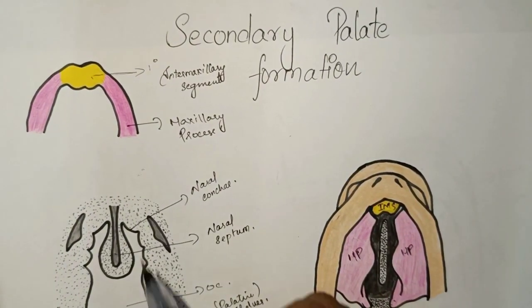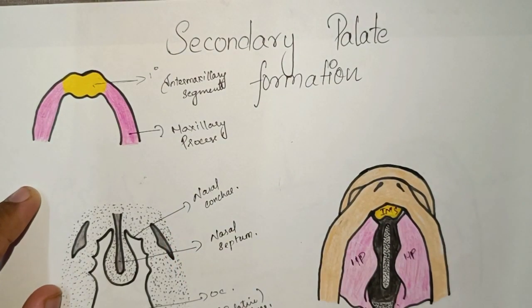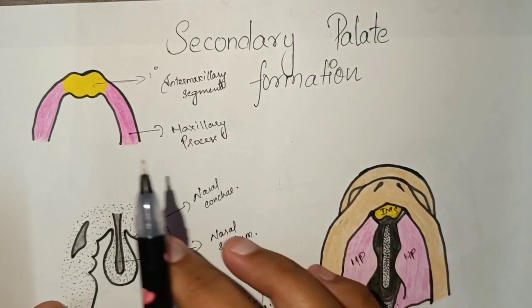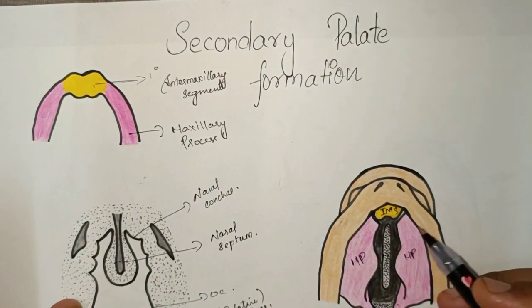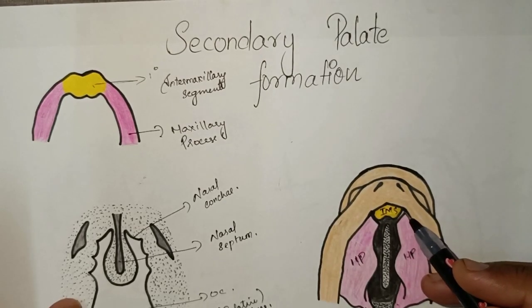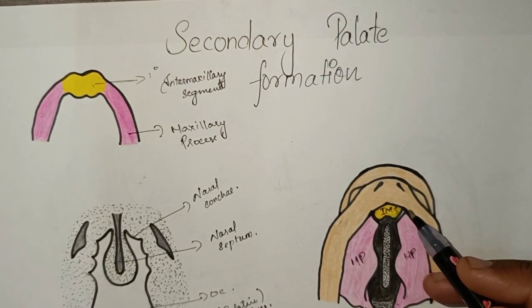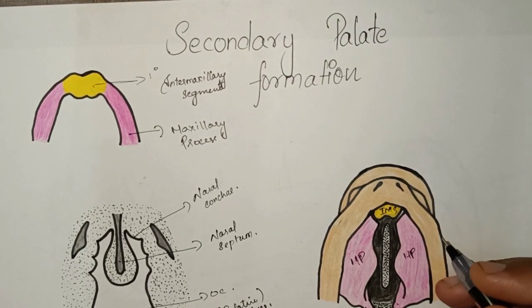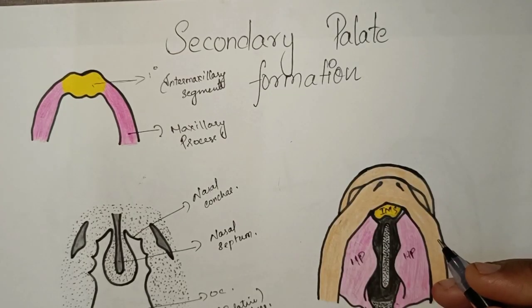This image is also very easy. The entire secondary palate formation is mainly based upon the role of the maxillary process, which anteriorly fuses with the intermaxillary segment, and posteriorly fuses in the middle. In the cephalic portion of the secondary palate formation, gradually this nasal septum will also come and fuse with the cephalic portion of the maxillary process, the formed secondary palate. So this is one of your important 5-mark questions that can be asked in your embryology exam.